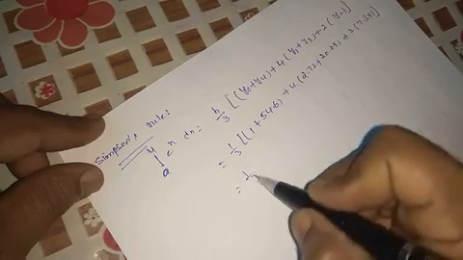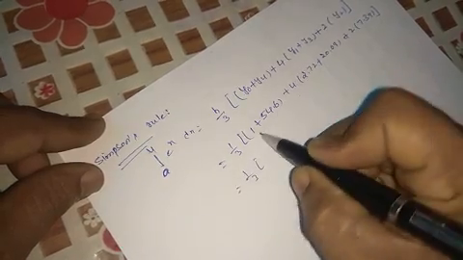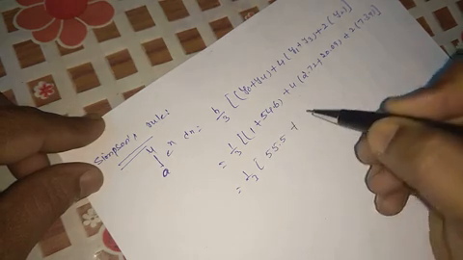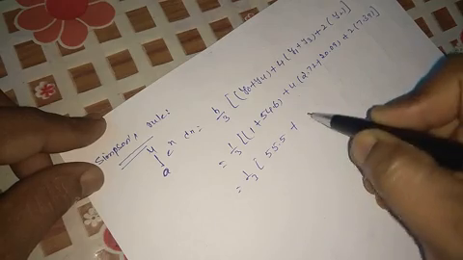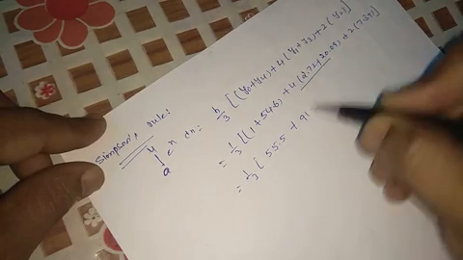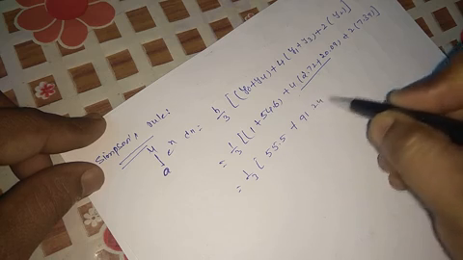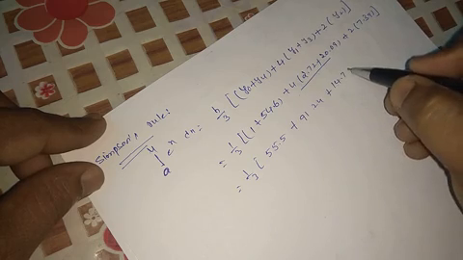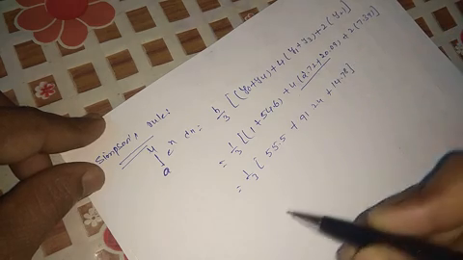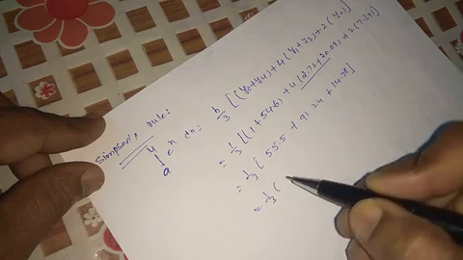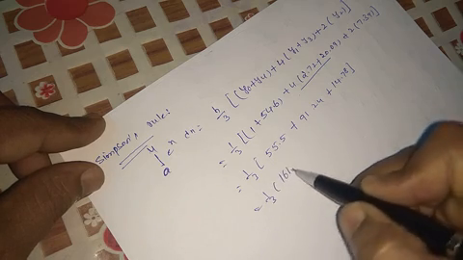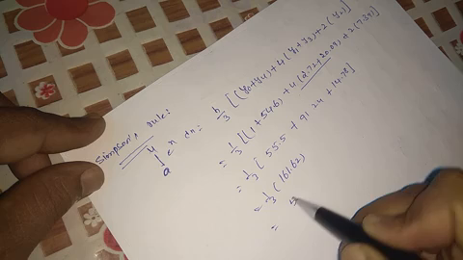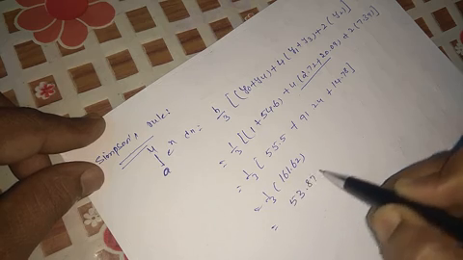So therefore 1 by 3 into, if we simplify each part, we get 91.24. We simplify this one, we get 14.78. So finally we get 1 by 3 into 161.62. So therefore we get 53.8733.